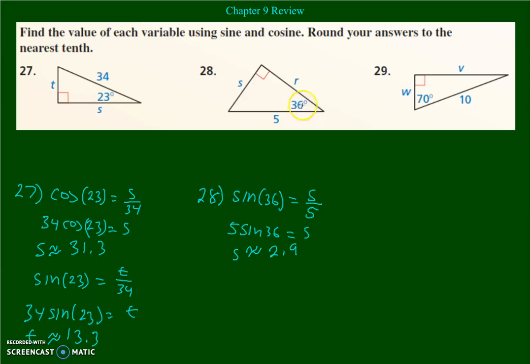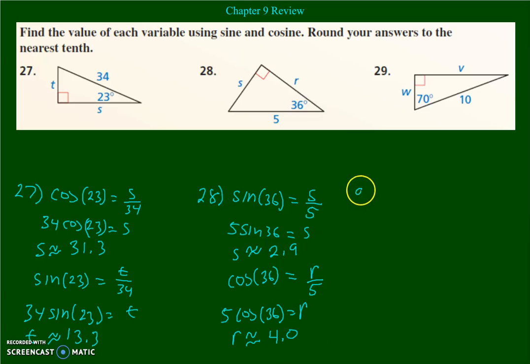We know it's not sine. CAH, cosine is R. So cosine of 36 equals adjacent over hypotenuse, R over 5. Multiply by 5. 5 cos 36 equals R. R is approximately 4.0.